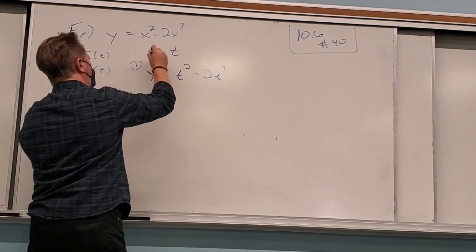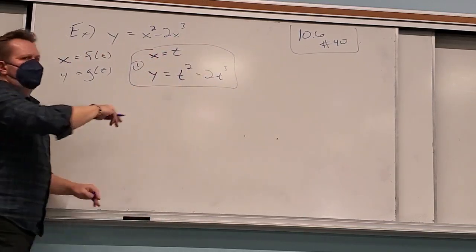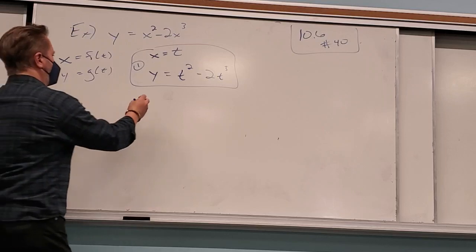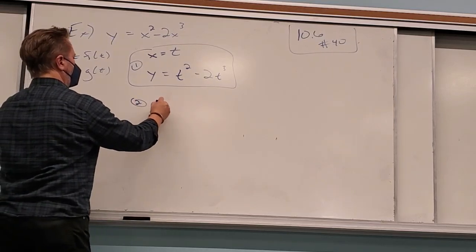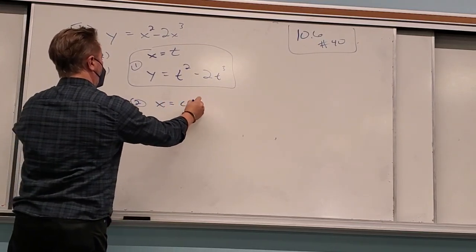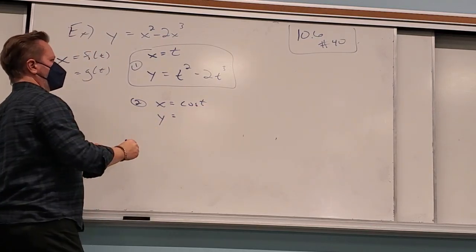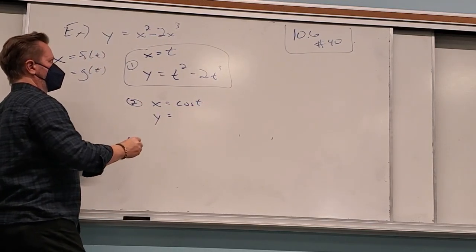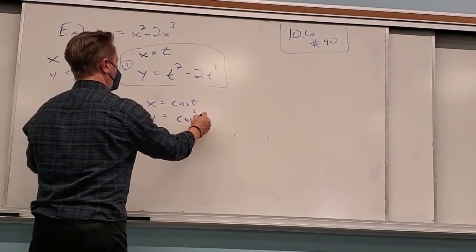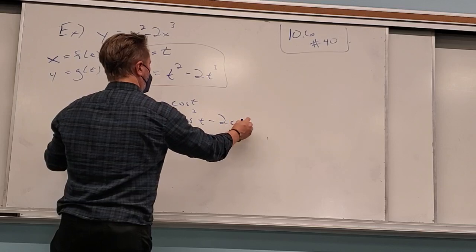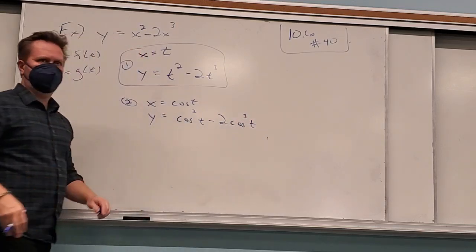That is admittedly the most boring way to parameterize that curve. Right? A slightly more interesting way, let me do a second thing. What if I let x equal cosine t? What's y? Cosine squared t minus twice cosine cubed t. I love it. Okay.